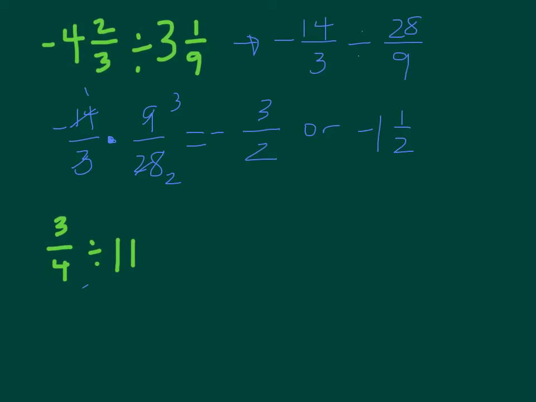Okay, if I have 3/4 divided by 11, that's the same thing as 3/4 divided by 11/1. So I keep the first, flip the second, change the sign, and my answer is 3 over 44.